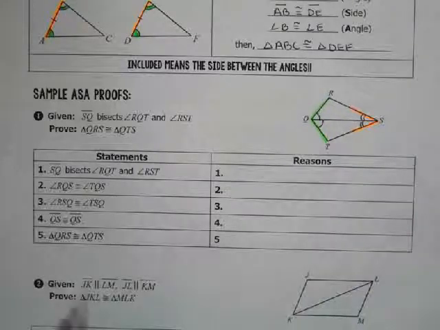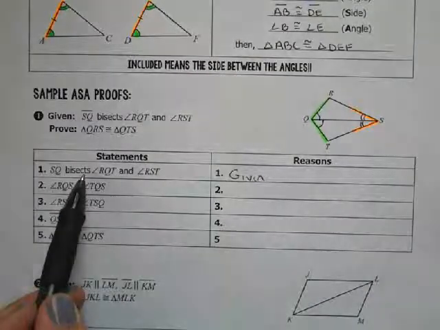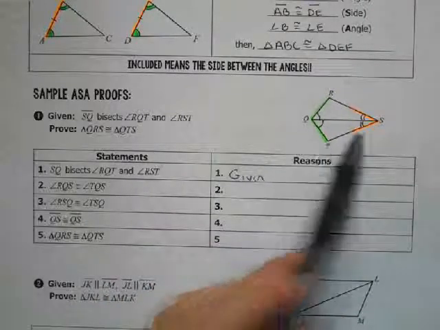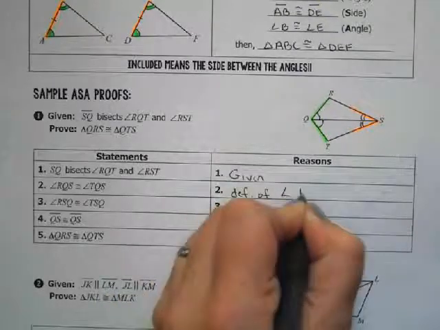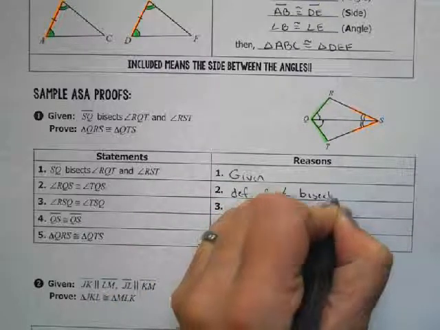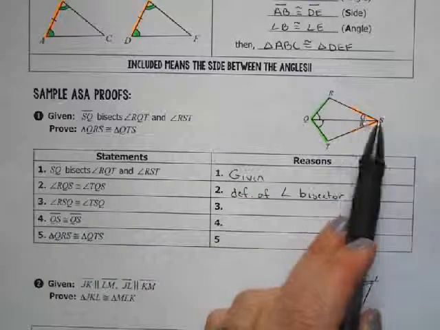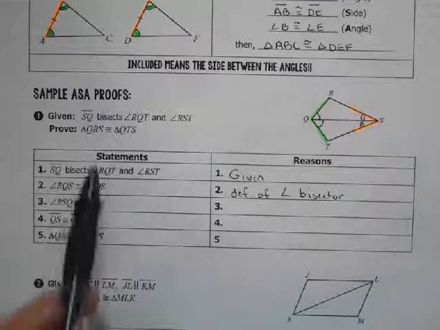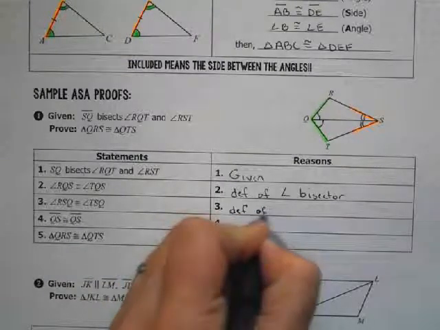So we start with what's given. And then, because this is a bisector, we have angle RQS is congruent to angle TQS, and that would be by the definition of angle bisector. And we also know that RSQ is congruent to TSQ, and again, that's because SQ bisected those two angles. So definition of angle bisector again.